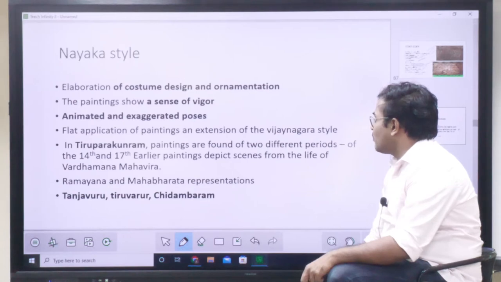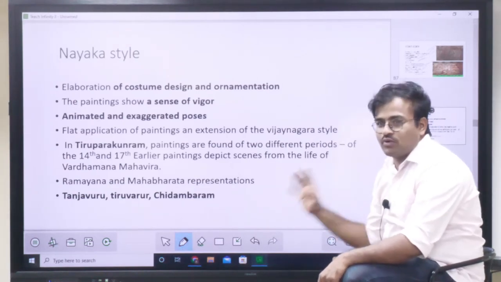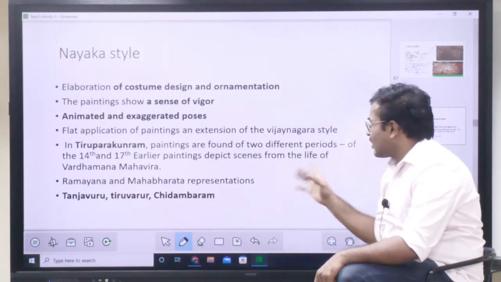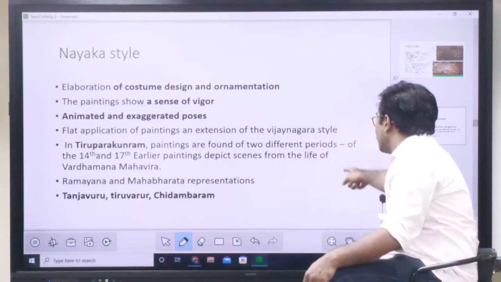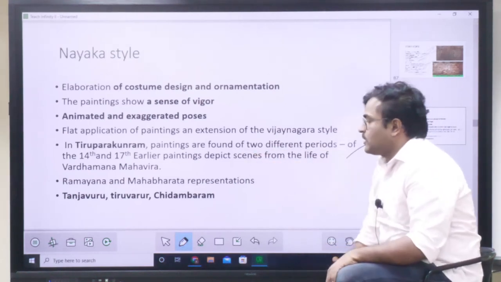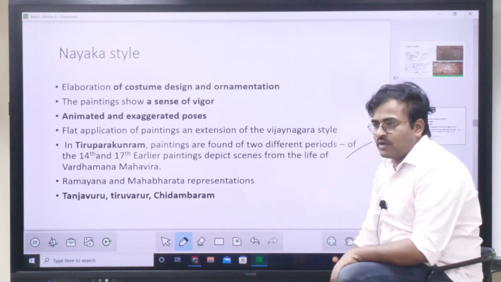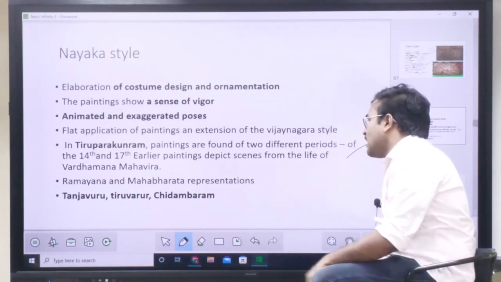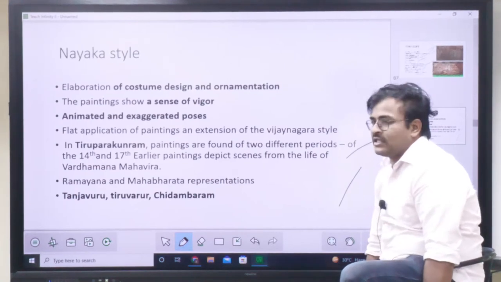Tiruparakundram. Tiruparakundram, I think. How it is pronounced, I also don't know. So Tiruparakundram, I think, is the prominent one. And here in Tiruparakundram there are also some Jain paintings of Vardhaman Mahavir. This is the second place where we are talking about Jain paintings. Ramayana and Mahabharata representations are present in Tanjavur, Tiruvur and Chidambaram.